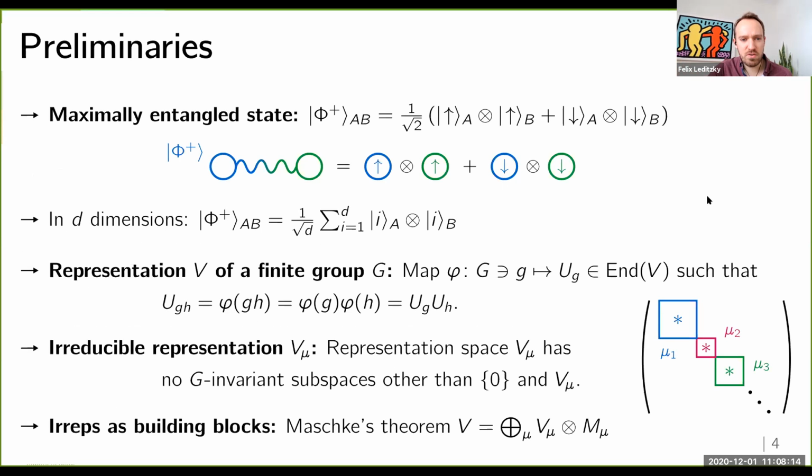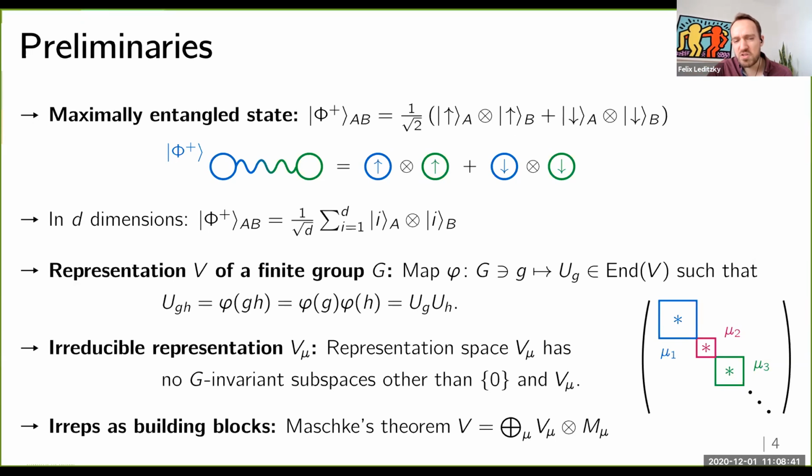Okay, so just as some preliminaries, what's going to be very important for us is a maximally entangled state between two separate parties. If you have two qubits, then this is the famous EPR state, where you have two, say, spin systems, spin 1/2 particles, and the maximally entangled state between those will be an equal superposition between both systems in the up state and both systems in the down state.